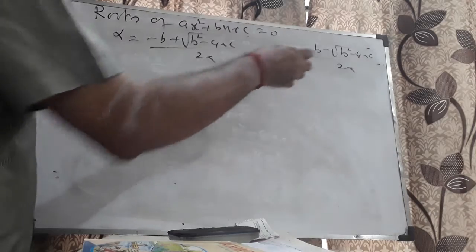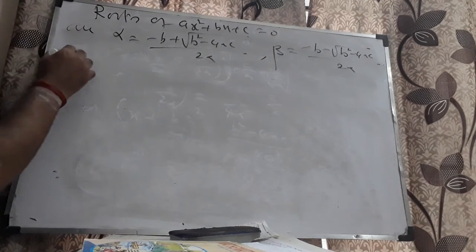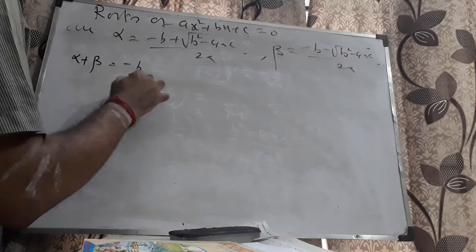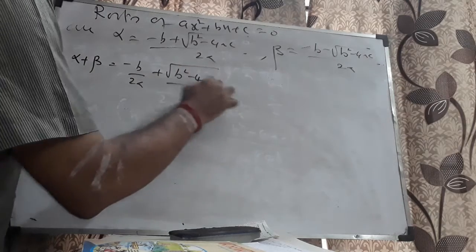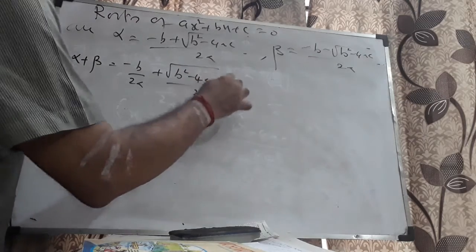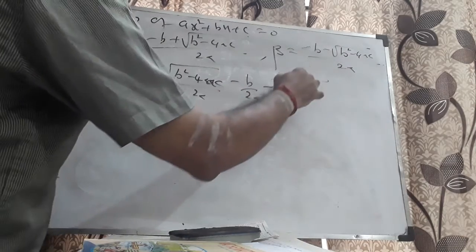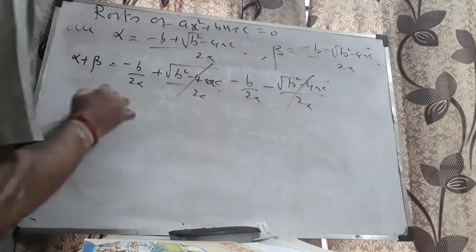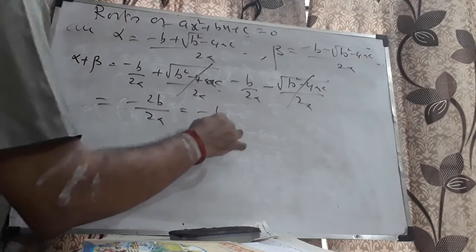And another root is minus b minus root of b square minus 4ac by 2a. Now I can just check two more results. Think about alpha plus beta. We will get it as minus b by 2a plus root of b square minus 4ac by 2a, minus b by 2a minus root of b square minus 4ac by 2a. This plus minus will cancel. This is minus 2b by 2a, which is equal to minus b by a.